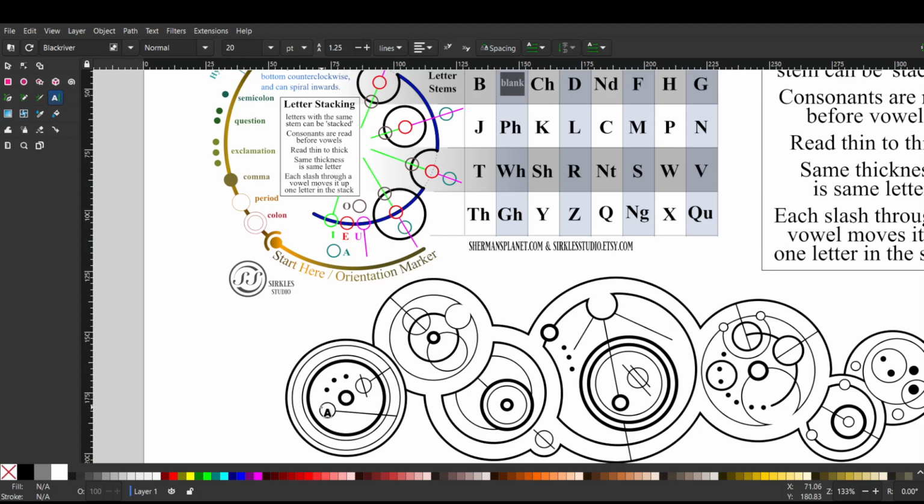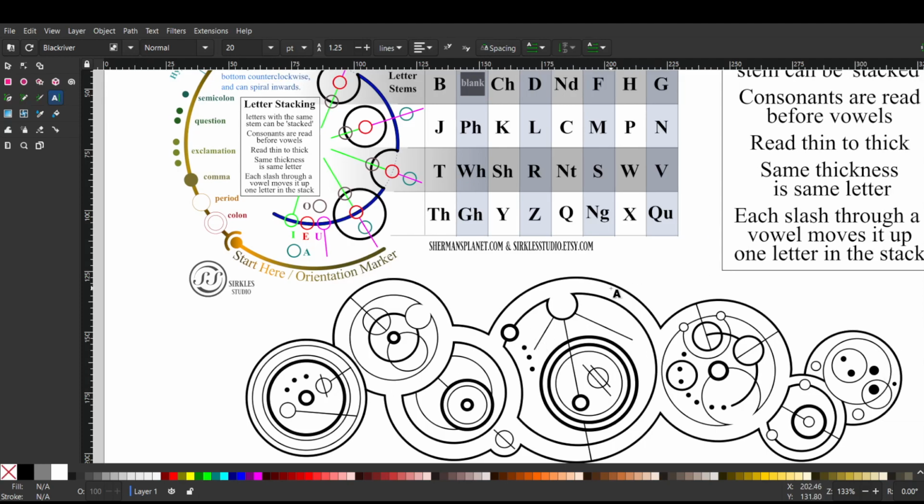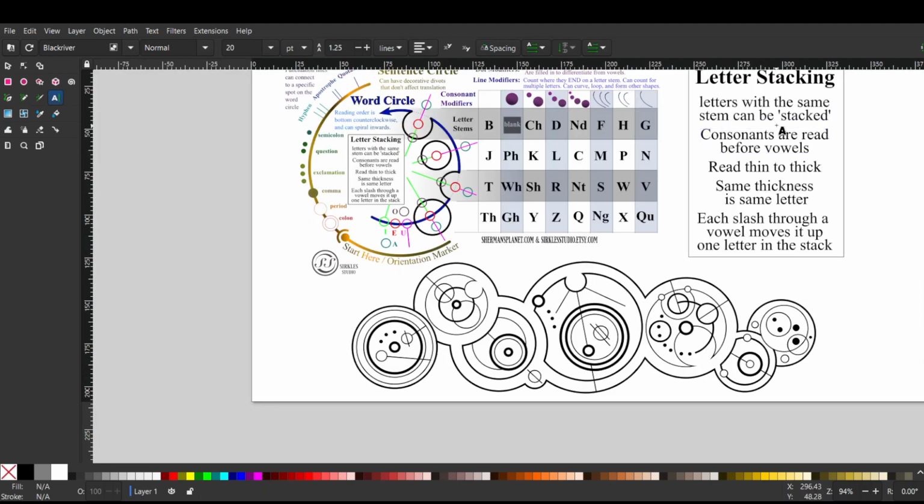This one has one line on it, going toward the middle of the word circle, more towards the center than away towards the outside, so that would be an I. And then we have this one, which has a line going outwards away from the middle of the word circle, making it a U. And then there's a slash through it. This slash and that thickness difference is what determines the letter order. So let's look at our letter stacking rules. Letters with the same stem can be stacked. Consonants are read before vowels.